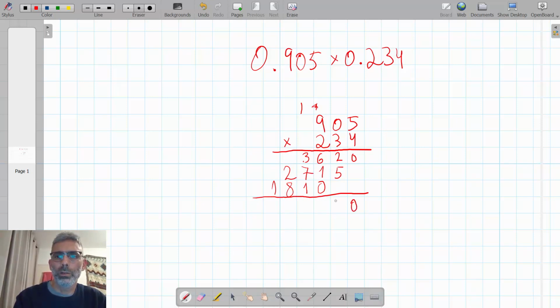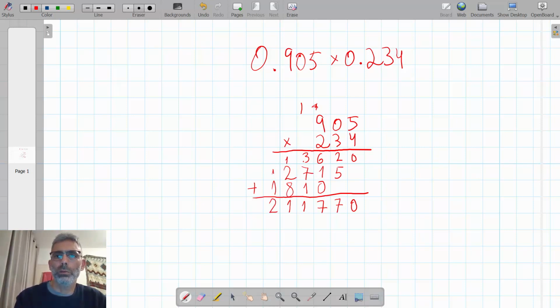0. 7, I'm doing addition. 6 plus 1 is 7. 3 plus 7 is 10, plus 1 is 11. 1 plus 2 is 3. 3 plus 8 is 11. 1 plus 1 is 2.